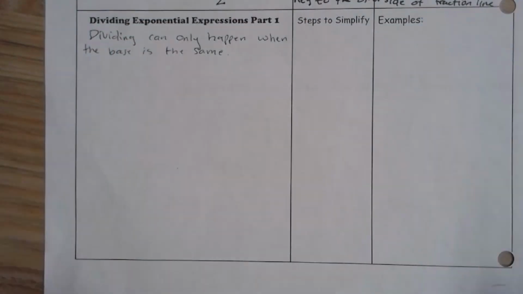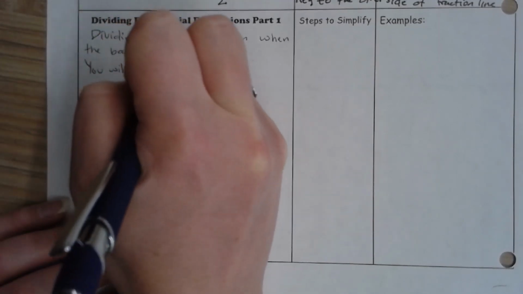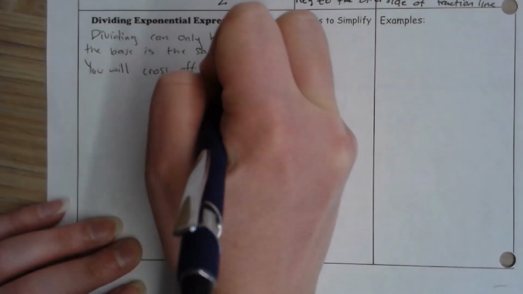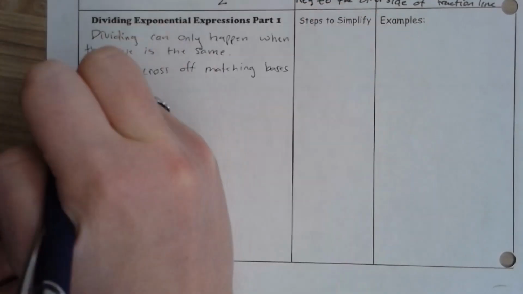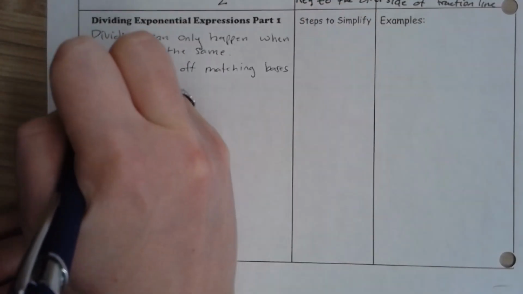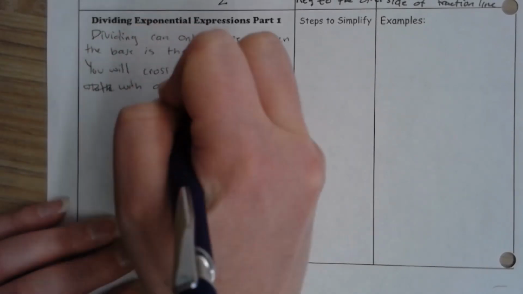Okay, so just like when we multiplied, we could only add them together if they were the same base. When we're dividing, it's the same base as well. What we do is you will cross off matching bases with an exponent of 1.